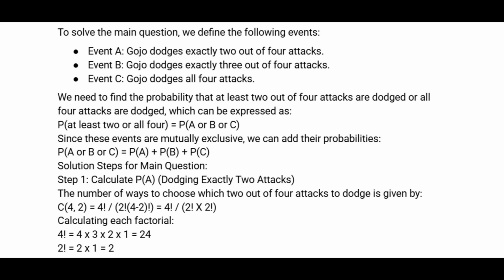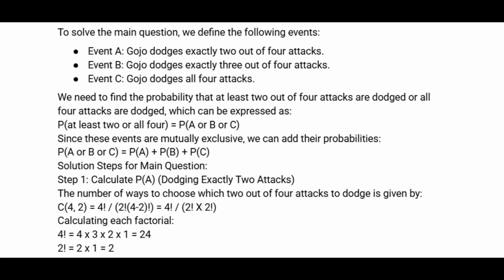We need to find the probability that at least 2 out of 4 attacks are dodged or all 4 attacks are dodged, which can be expressed as P of at least 2 or all 4 is equal to P of A or B or C. Since these events are mutually exclusive, we can add their probabilities, and that will be equal to P of A plus P of B plus P of C.